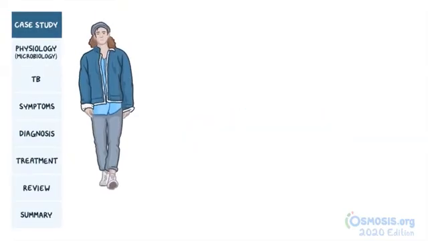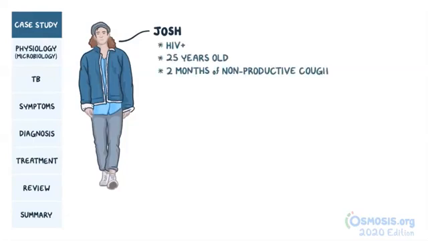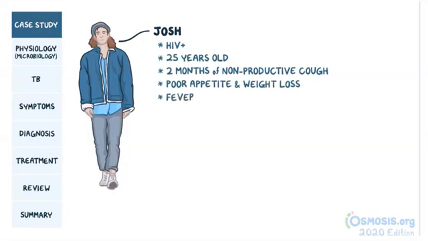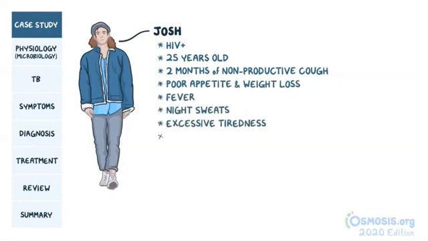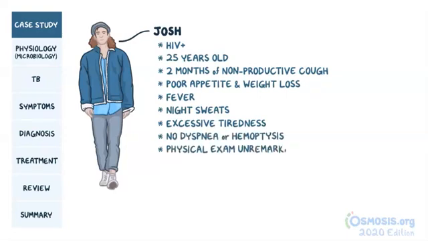While doing your rounds, you meet Josh, an HIV-positive 25-year-old man who presents with a 2-month history of non-productive cough. He also describes poor appetite and significant weight loss, fever, night sweats, and excessive tiredness. He denies dyspnea or hemoptysis. Physical examination is unremarkable.